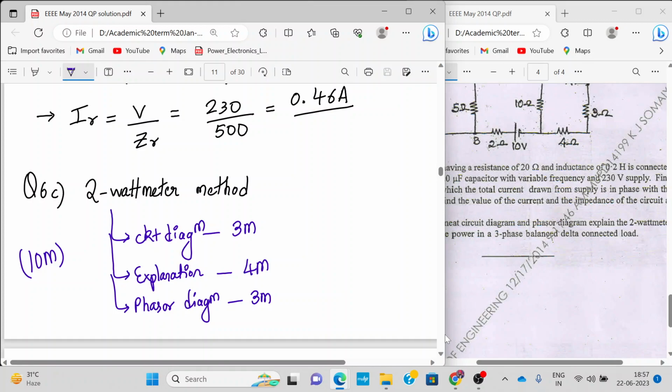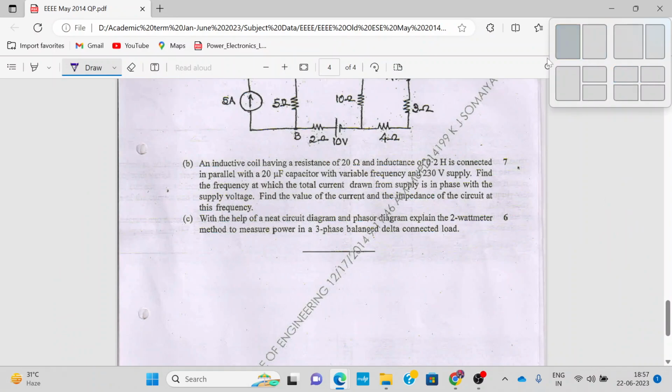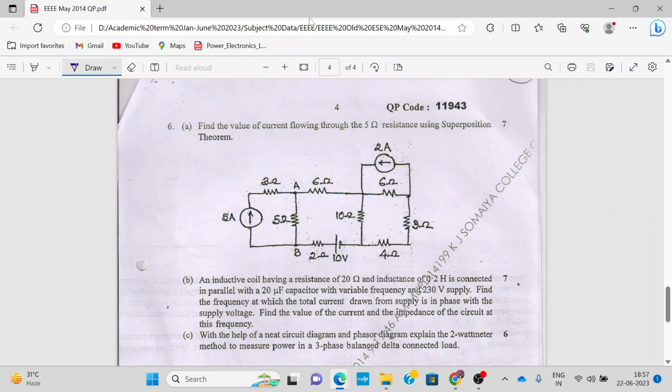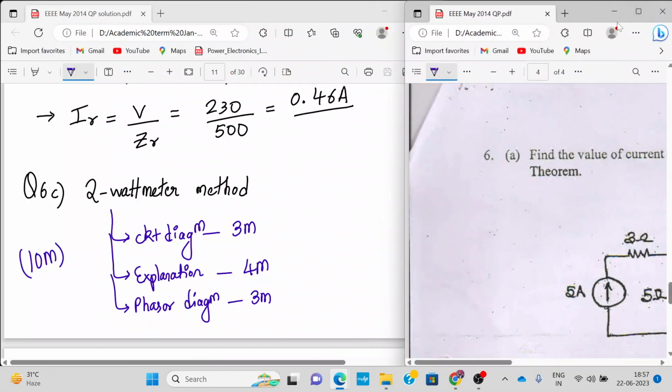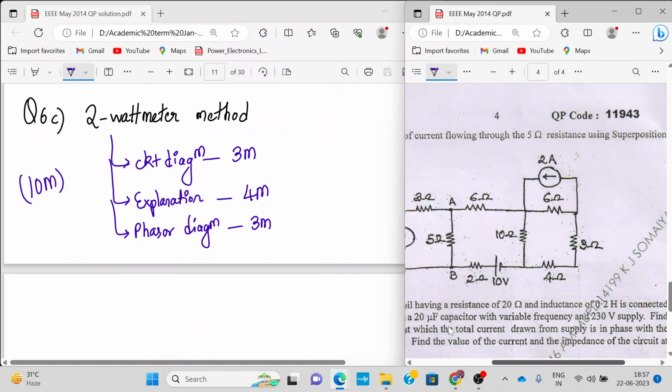We have solved mostly all the numericals over here. Only one thing is left. One last numerical is there. Do you want me to solve this superposition, or will you all manage on your own? Okay, I'll give you the answers. Just write down the answers when you solve it, so that you can cross check it.